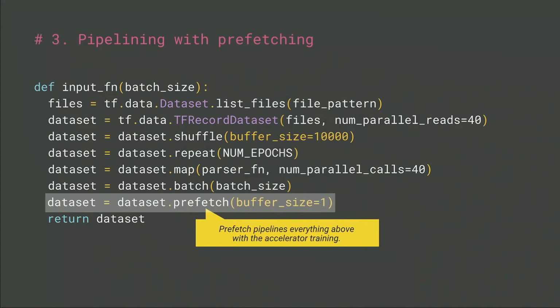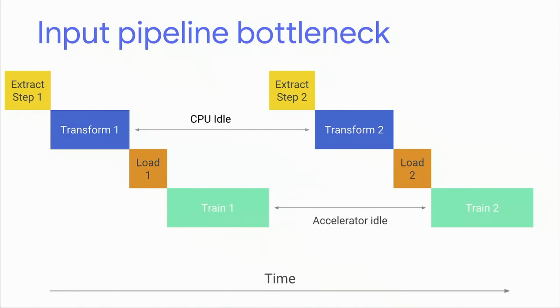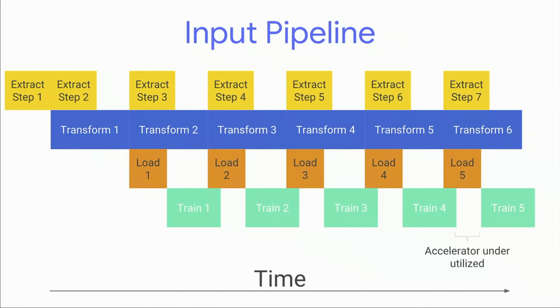Prefetch decouples the time the data is produced from the time it is consumed. This means that you can buffer data for the next training step while the accelerator is still training the current step. This is what we had before, and this is what we can get an improvement on.